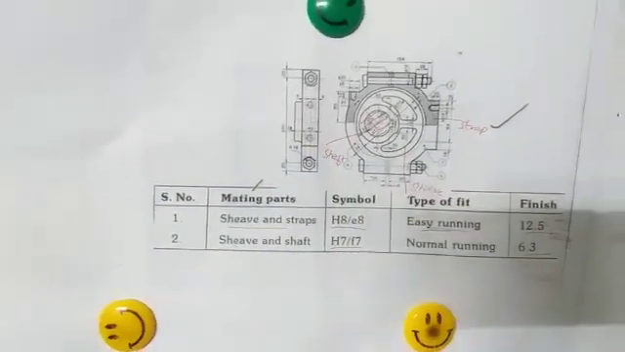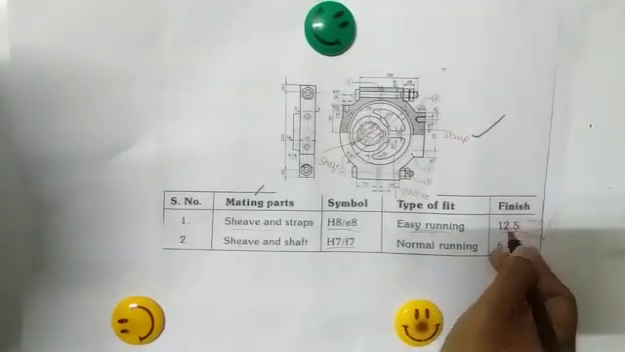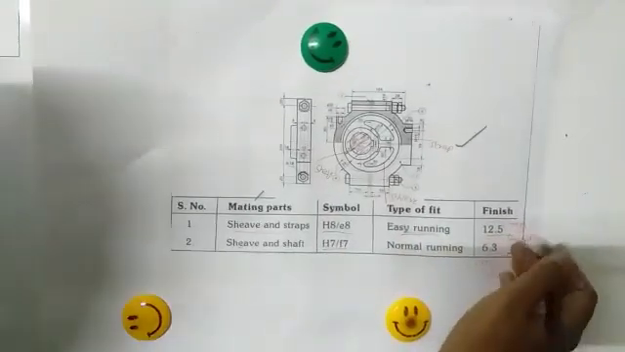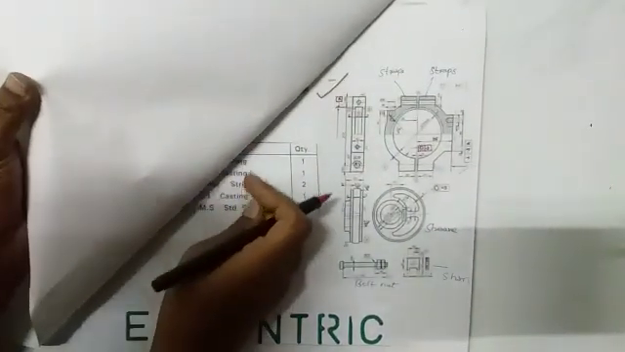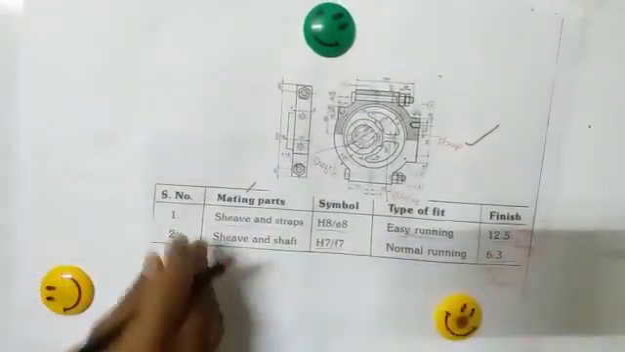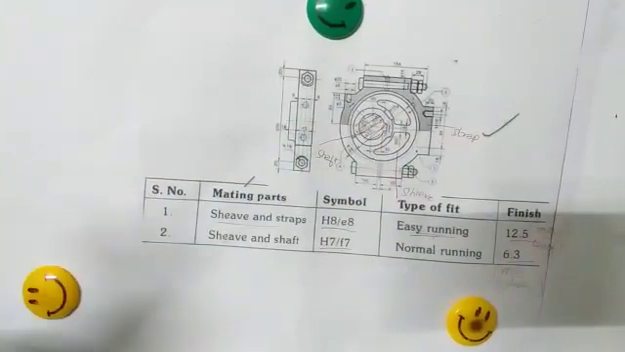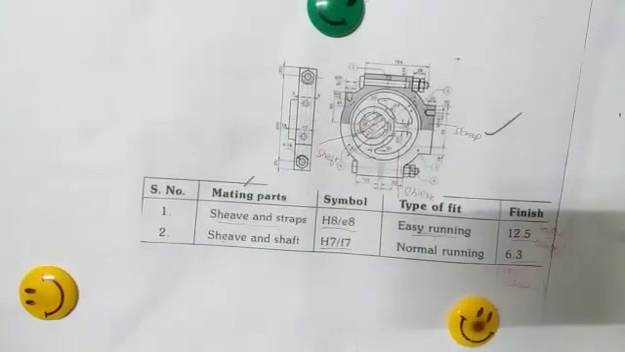The next question is surface finish. What kind of surface finish do you get here? 12.5 and 6.3. Why is it 12.5? Because of the forging. What is the process? If you see the bill of material, forging and casting are given here. The sheaves and the straps are going to get casting only, that is 12.5.